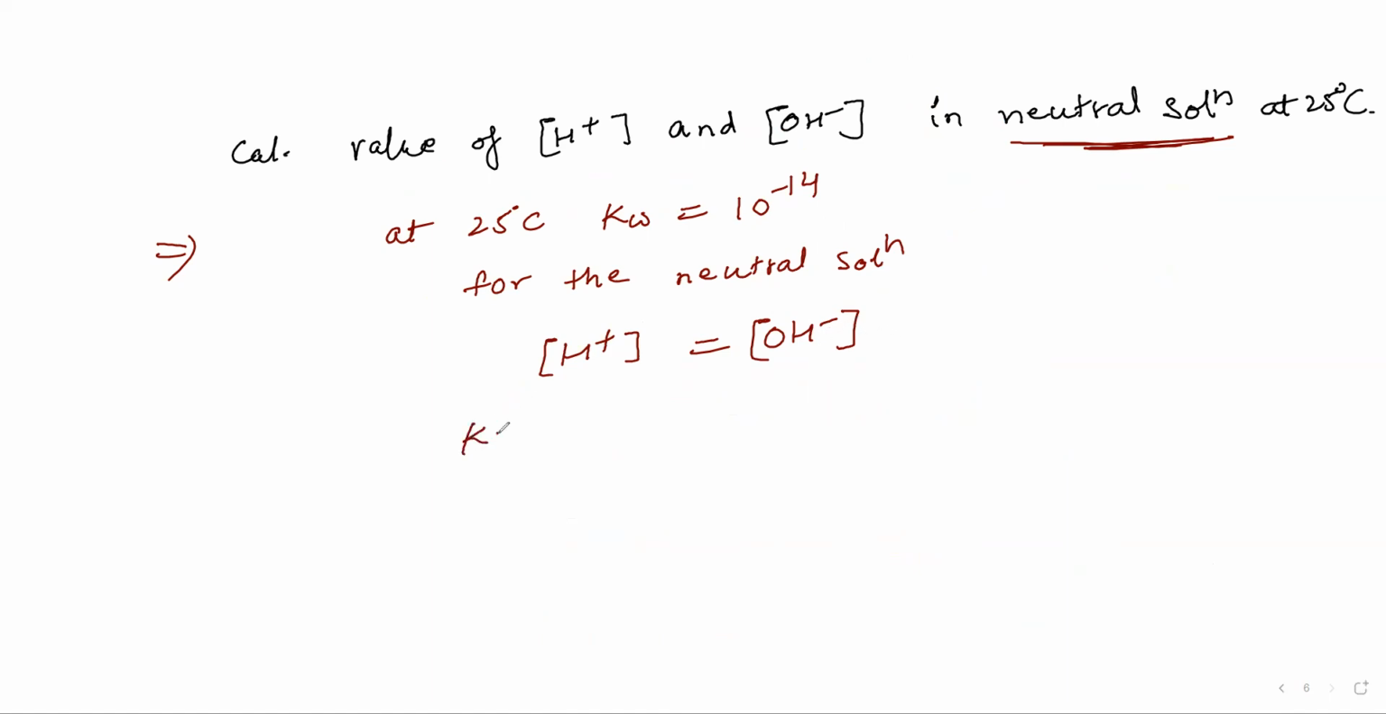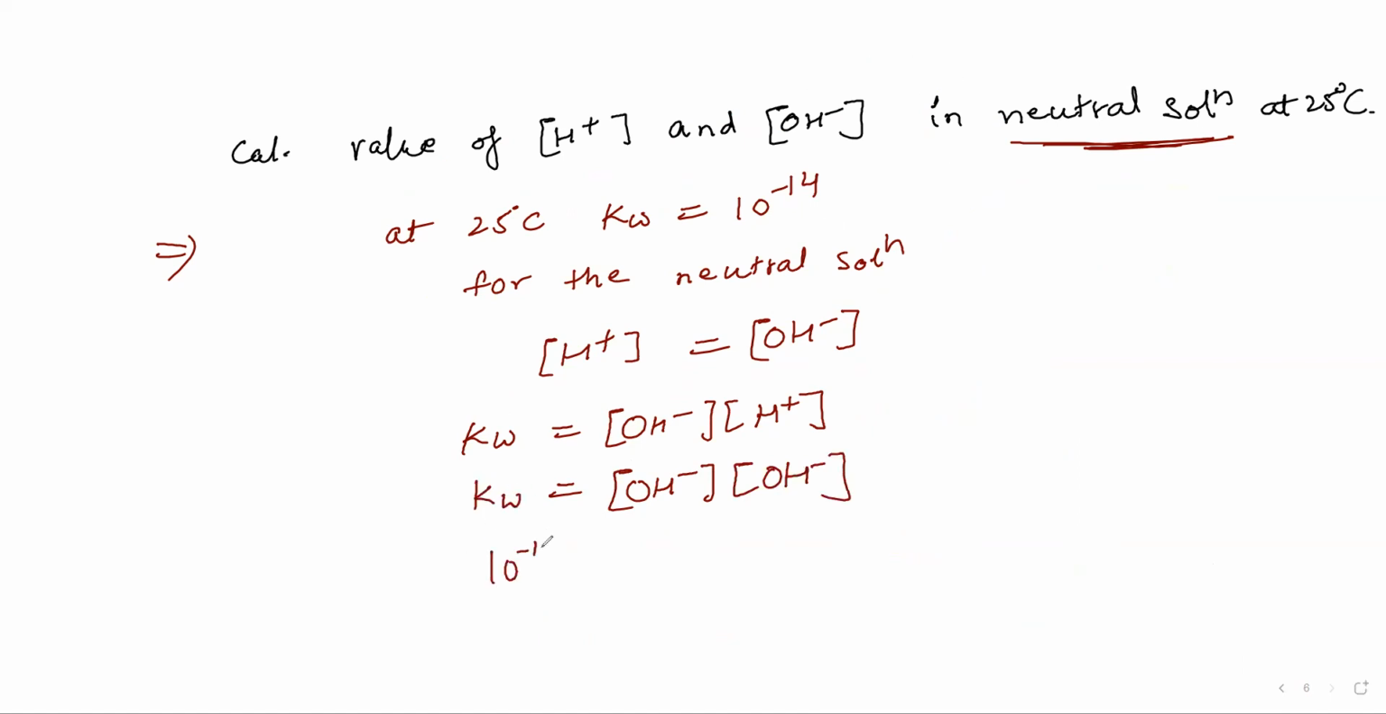So let us write the equation. Kw equals OH negative concentration times H positive concentration. Since both are equal, I can replace H positive with OH negative, so OH negative squared equals Kw. So 10 to the power negative 14 equals OH negative squared. So the concentration of OH negative would be 10 to the power negative 7, correct?